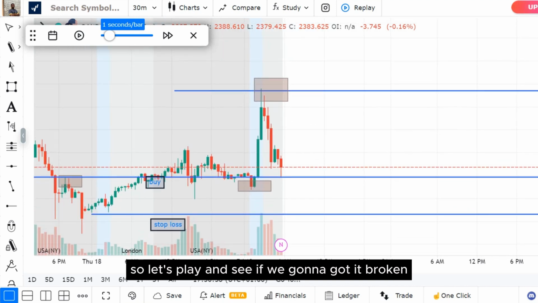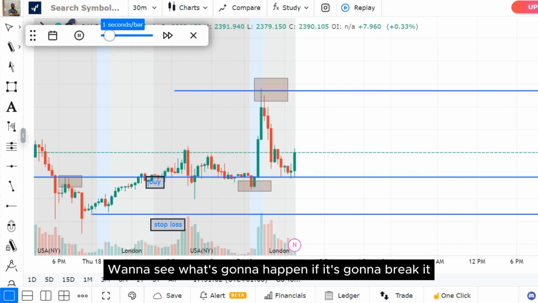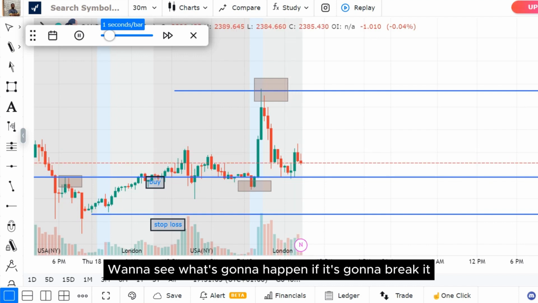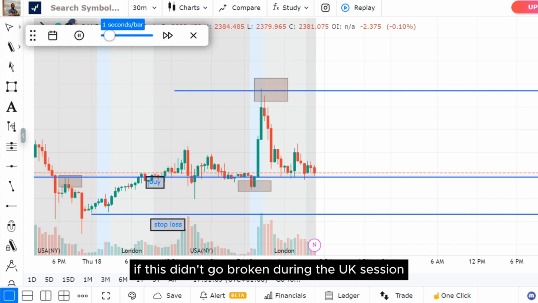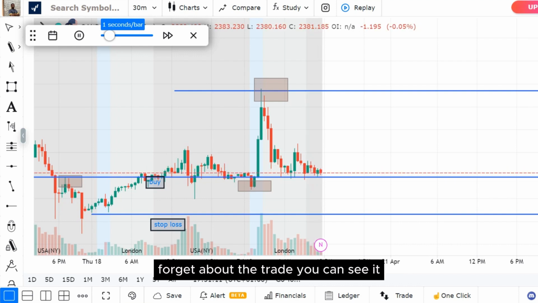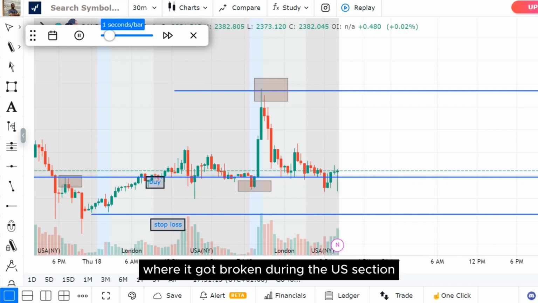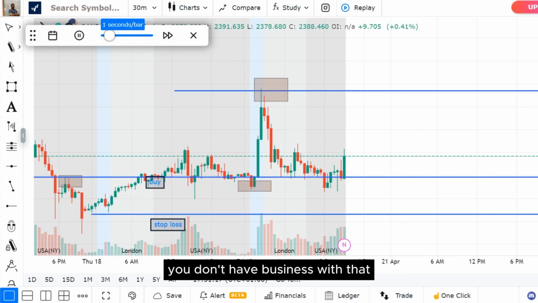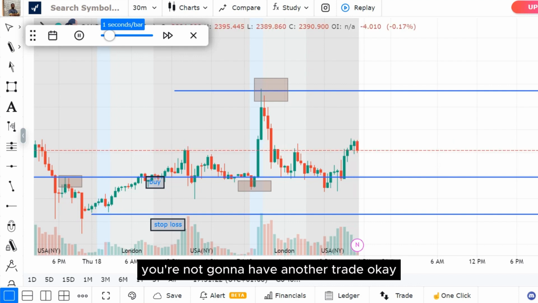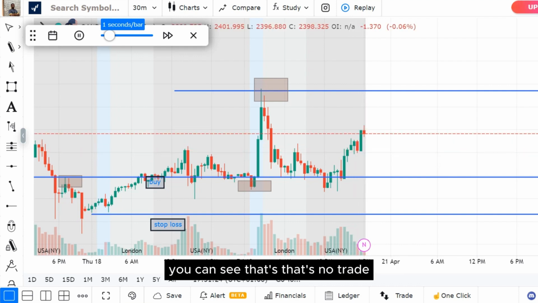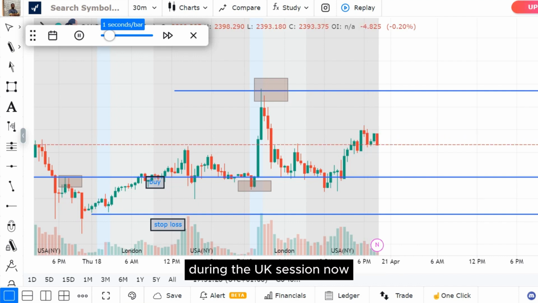So let's play and see if we're gonna get it broken. Now the market is manifesting. We want to see what's gonna happen. If it's gonna break it, we're gonna know. If this didn't get broken during the UK session, forget about the trade. You can see it actually didn't break it during the UK session, but it got broken during the US section. You don't have business with that. You are done with the trade for that day. You're not going to have another trade, okay? You can see that's no trade because it didn't break any of our liquidity during the UK session.